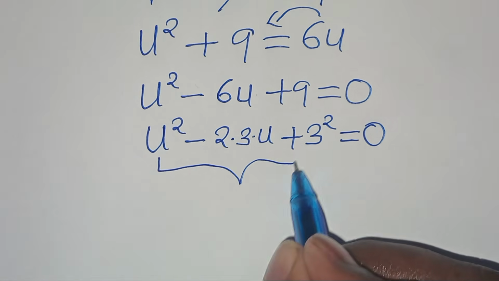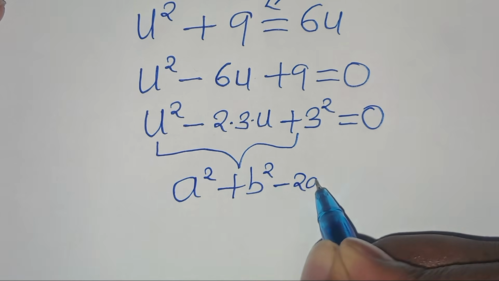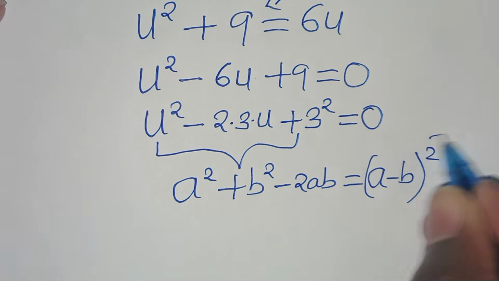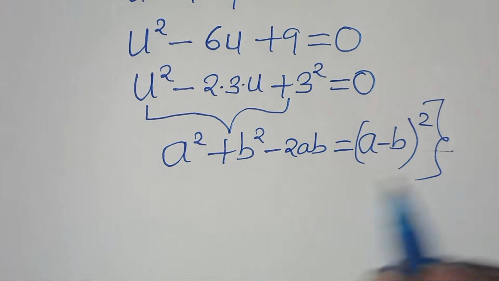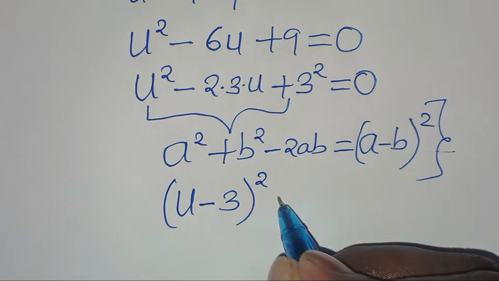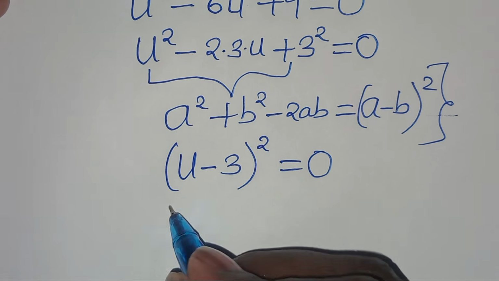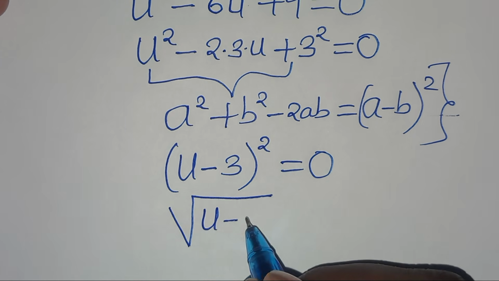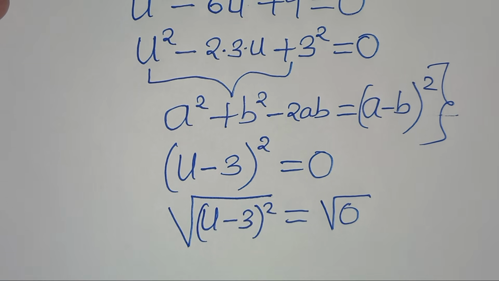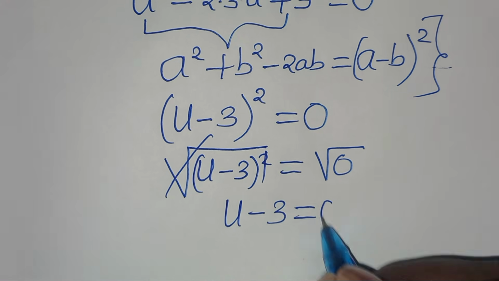Now this is in the form of a to the power of 2 plus b to the power of 2 minus 2ab, which we can express as a minus b raised to the power of 2. Applying this algebraic identity, here we have u minus 3 raised to the power of 2 equal to 0. So this implies that we introduce the square root on both sides. We have the square root of u minus 3 to the power of 2 equal to the square root of 0, and this implies that u minus 3 is equal to 0.